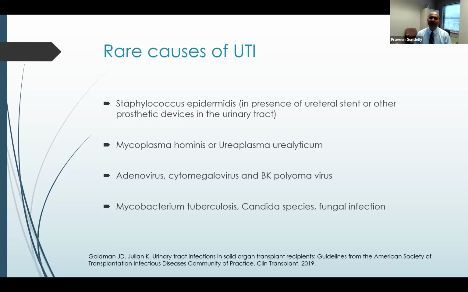The other viruses you can consider are cytomegalovirus. BK virus causes hemorrhagic cystitis in bone marrow transplant patients, but not really in kidney transplant. BK virus has been associated with ureteral stenosis, but it does not cause hemorrhagic cystitis like in bone marrow transplant patients, where it can cause massive hemorrhage from the bladder. And cytomegalovirus, we all treat it very well, and it's rarely a cause of UTI.